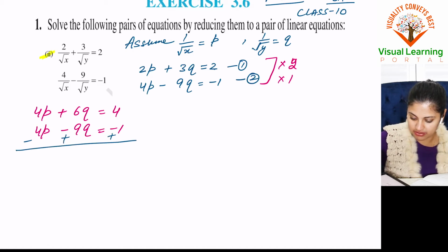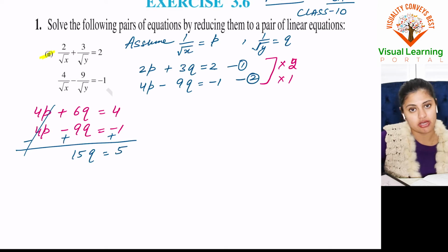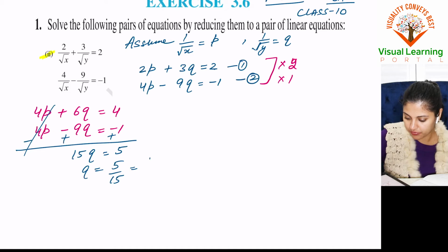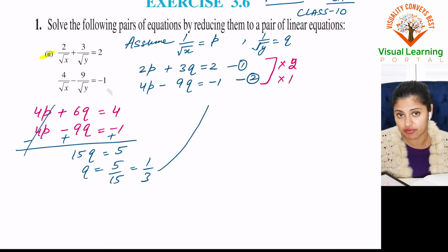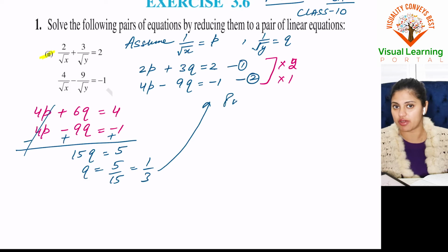Now, what's the next step? We're going to subtract this one from that one, changing the signs from minus to plus and plus to minus. The 4p will cancel out. Plus 9 and 6, 9 plus 6 gives you 15q. 4 plus 1 gives you 5. So q will be equal to 5 divided by 15, which is equal to 1 divided by 3. 5 ones are 5, 5 3s are 15. So q you got 1 by 3.